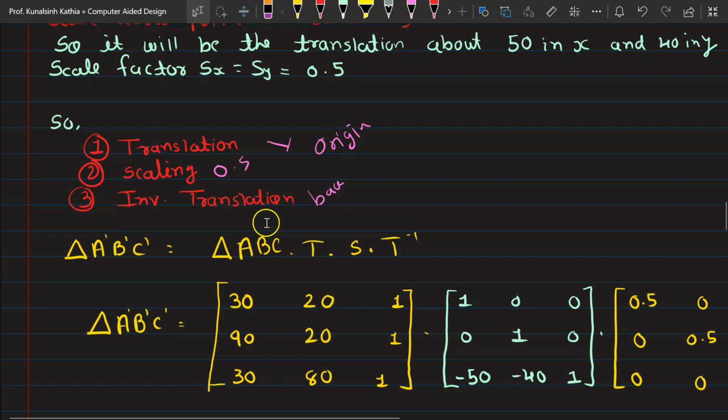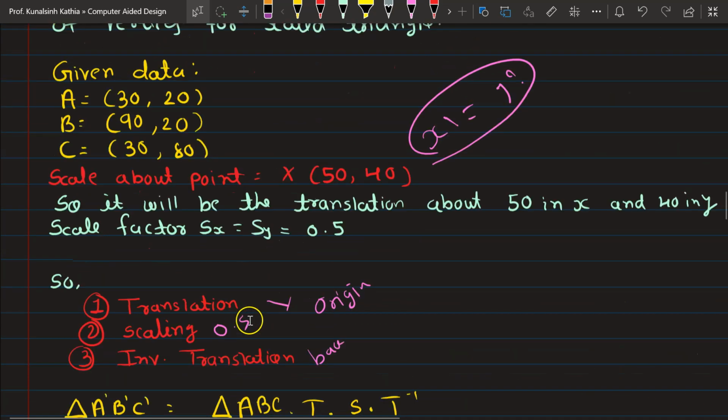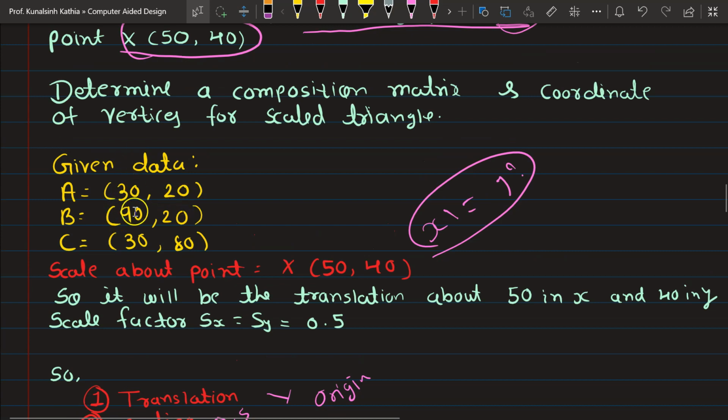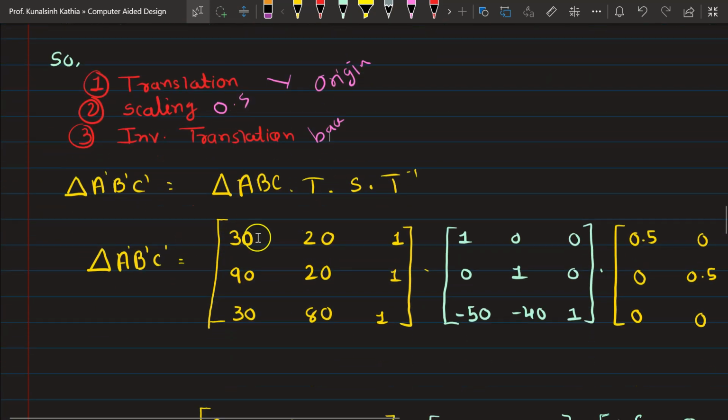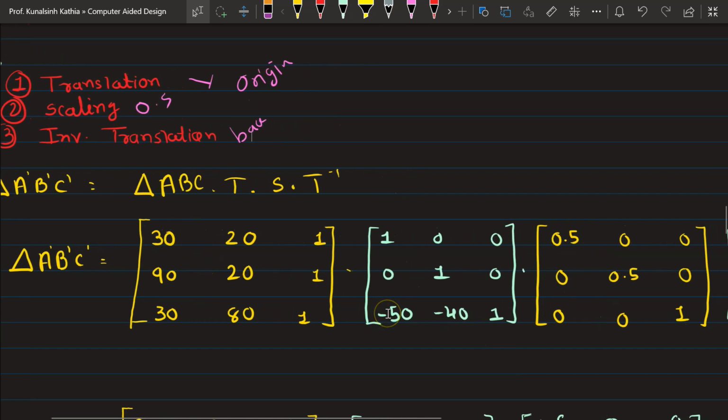So now the original points given were 30, 20, 90, 20, 30, 80. So this matrix is 30, 20, 90, 20, 30, 80. Those values are replaced, and 1, 1, 1 is here. The next one is the scaling matrix. You can notice the diagonal entries should be 1 and 0.